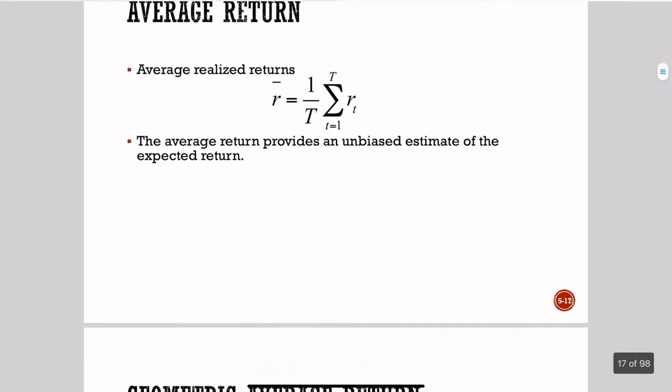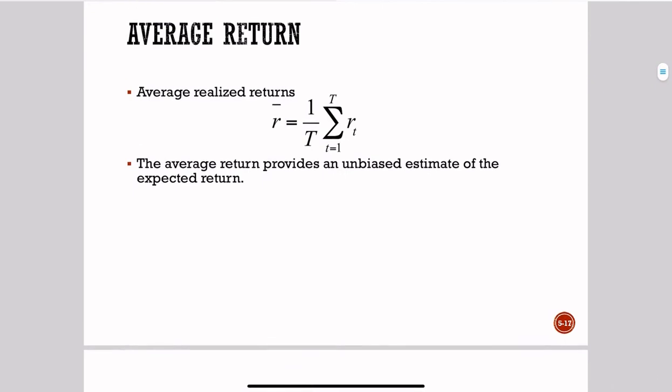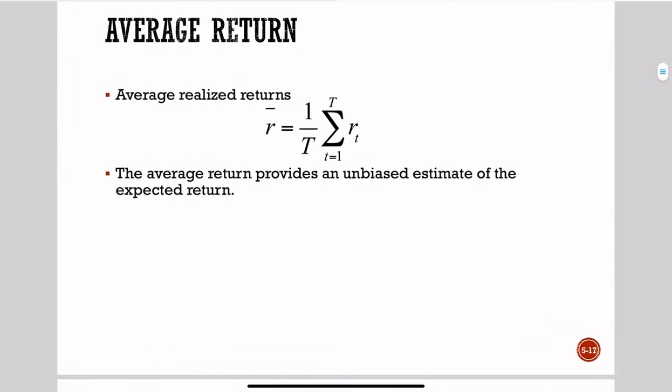Now, after getting these realized returns, you can calculate the average return. It's the simplest return you can calculate. If you have 0.1, 0.2, 0.3, then the average return is just the sum of these three divided by 3. So this gives you 0.2. The average return will give you an unbiased estimate of the expected return.